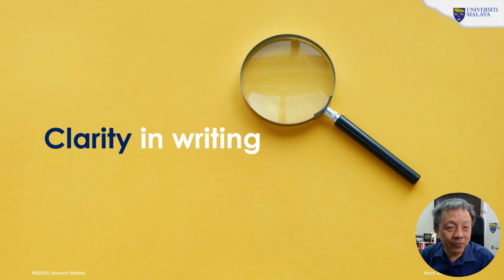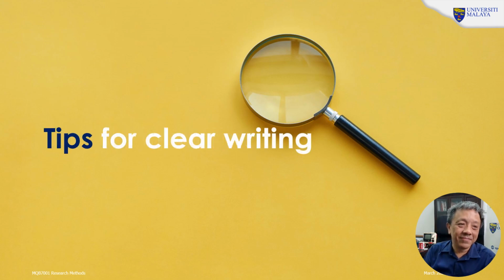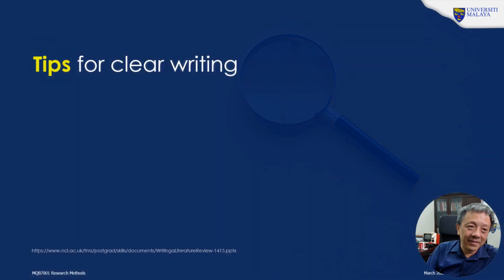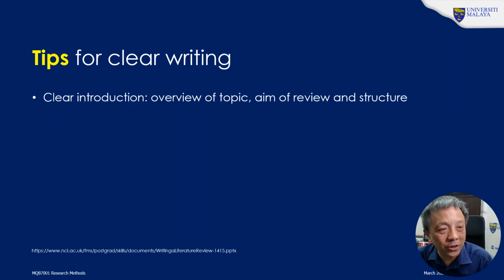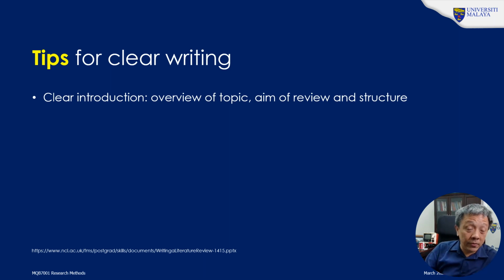Have clarity in writing. So here are some of the tips of clear writing. Clear introduction. You must always have an overview of the topic, aims of the review, and structure of the review. How you're going to present your review: thematically, chronologically, controversy, methodology. You need to decide so that you have a clear idea of how you're going to write. Then it's easier for you to write.